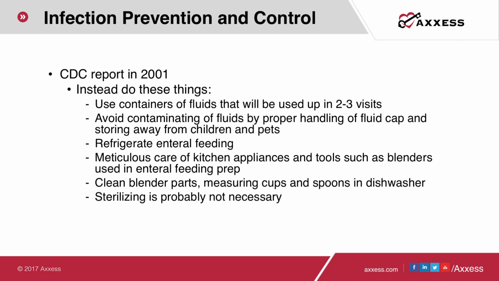We need to make sure we have the caregivers making sure we refrigerate enteral feedings or TPN and so on. We need to make sure there's meticulous care of kitchen appliances and tools such as blenders that are used in enteral feeding prep. You know, those enteral feedings can be really thick and clingy. So, you don't want them just to rinse those out. We want to really clean those blender parts, the measuring cups and spoons, and keep them in the dishwasher and let that steam help keep those clean. Now, sterilizing is probably not necessary according to the CDC report, but certainly keeping them cleaned with hot water and soap and that kind of thing is a good idea.